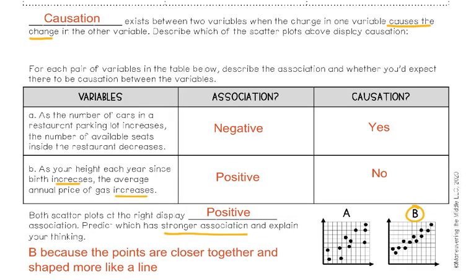Just like we saw in those two examples, B has a stronger linear correlation because if I drew a line connecting those points, they are closer to that line than they would be in A. Those points are more spread out from the line and farther away from the line than they would be in B. That's why B has a stronger correlation.